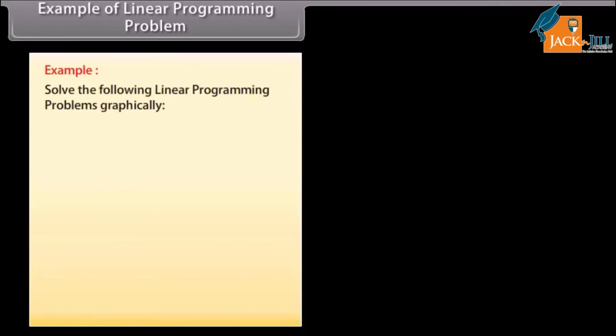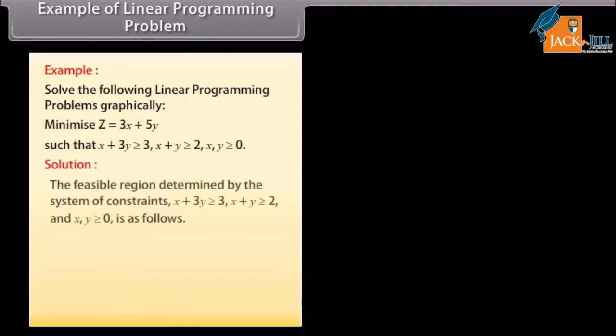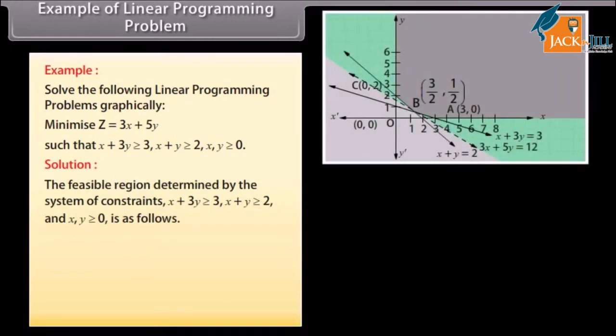Example. Solve the following linear programming problem graphically. Minimize z = 3x + 5y such that x + 3y ≥ 3, x + y ≥ 2, x, y ≥ 0. Solution. The feasible region determined by the system of constraints x + 3y ≥ 3, x + y ≥ 2, and x, y ≥ 0 is as follows.